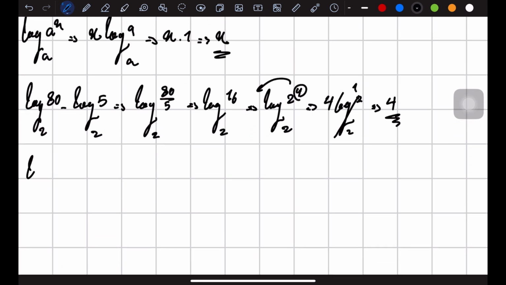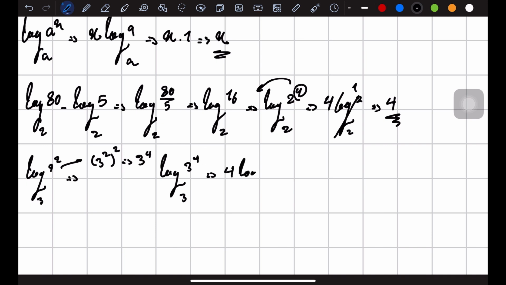Okay, now let's do another example. Simplify log base 3 of 9 with the power of 2. Now we can do it in a simpler way. 9 itself is 3 with the power of 2, so 9 with the power of 2 is 3 with the power of 2 with the power of 2. So this one is 3 with the power of 4. And so we can show it like log base 3 of 3 with the power of 4. The 4 goes that way, and this one is 4 log base 3 of 3. This one cancels out, and this one is 4.